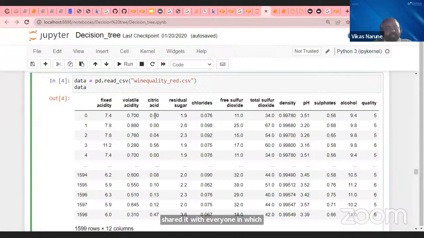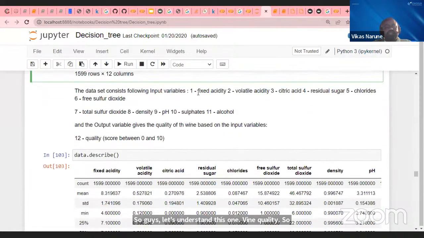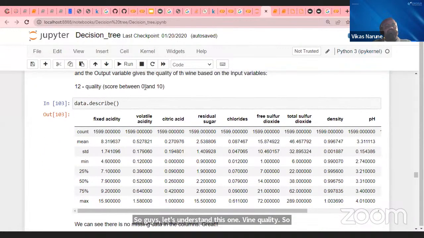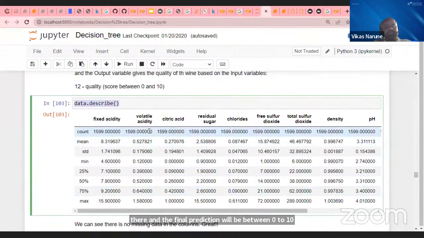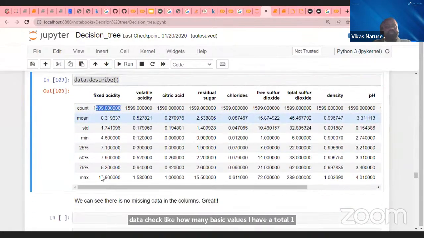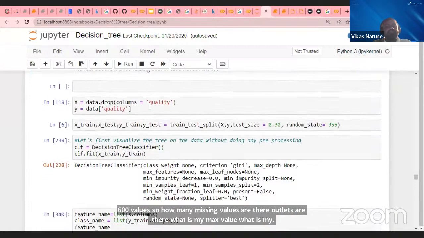You can refer. So guys, let's understand this one, wine quality. I am going to import this. You can see fixed acidity, volatile acidity, these kinds of scores are there. And the final prediction will be between 0 to 10, guys. So what I'm trying to do first is describe my data and check how many missing values. I have a total of 1600 values. How many missing values are there, outliers are there, what is my max value, what is my min value, what kind of scaling I have. That kind of things I'm doing.